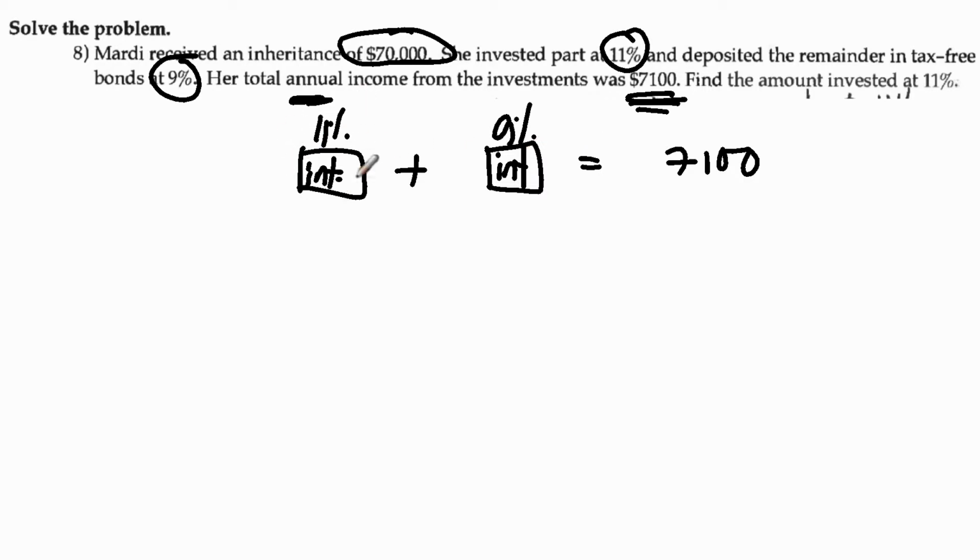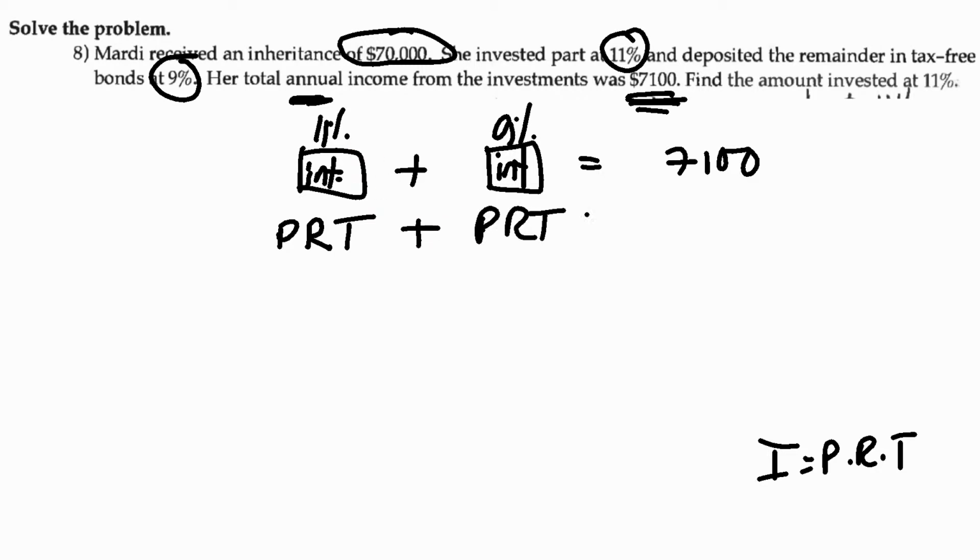So now I have to figure out how I would figure out the interest at 11%. I know that the formula to figure out interest for anything for a year is: interest is equal to the principal times the rate times the time. So that's what each of these things are: a principal times a rate times the time. So principal at 11% times the rate times the time for that one, plus same thing over here, PRT, has to add up to 7,100.